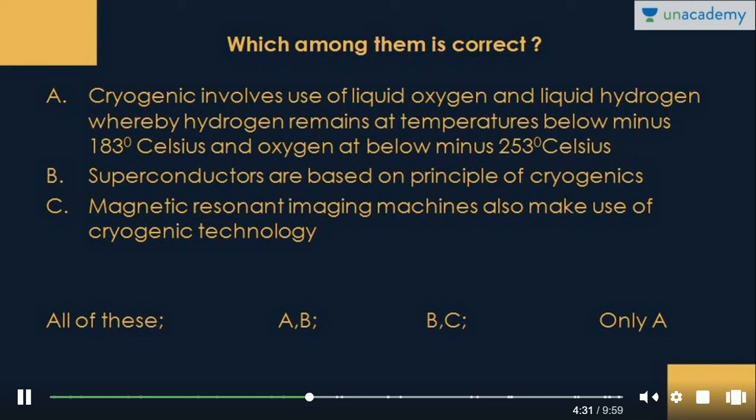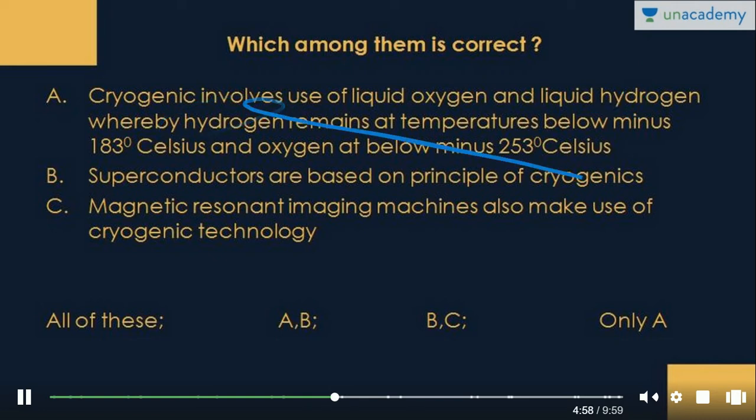If you have a look at the options, the B and C parts are absolutely correct. Even in superconductors and also in MRI, magnetic resonance imaging, a very popular medical technique, they do use cryogenics because they want supercooled magnets. But if you look at option A, though hydrogen and oxygen are used in it, the temperatures given are reversed. Hydrogen is frozen down to lower levels than oxygen.